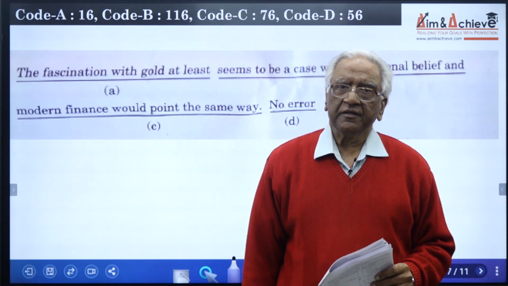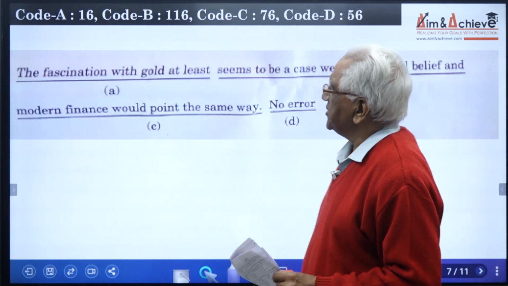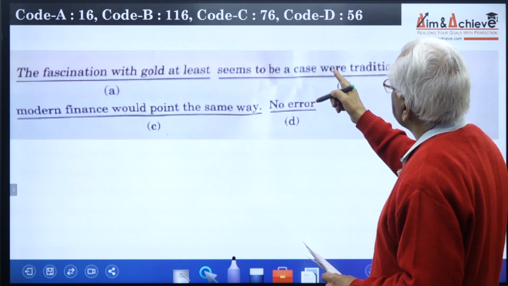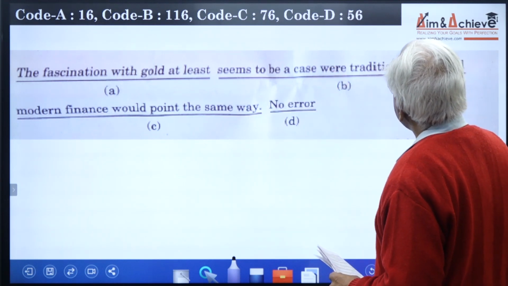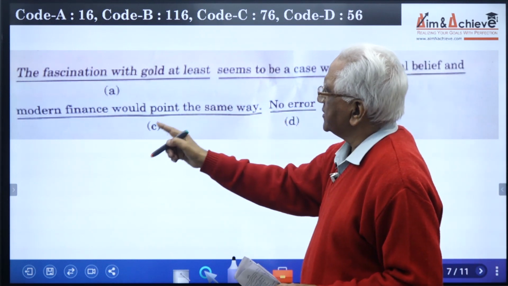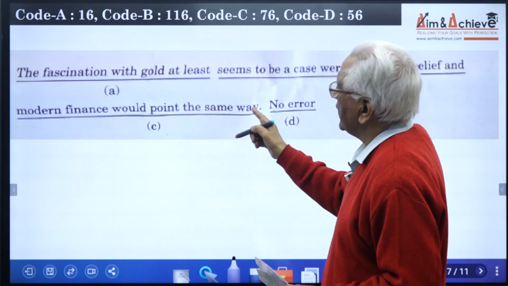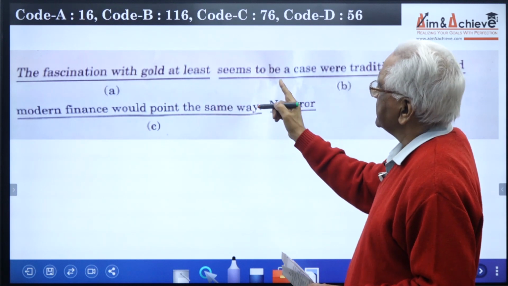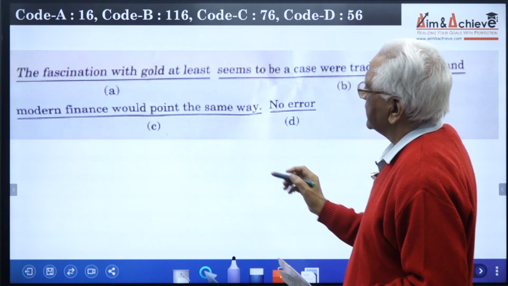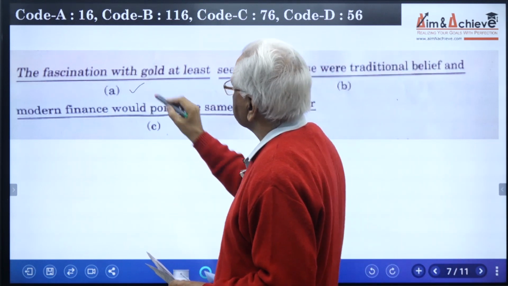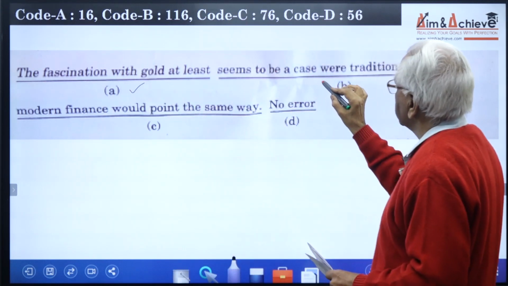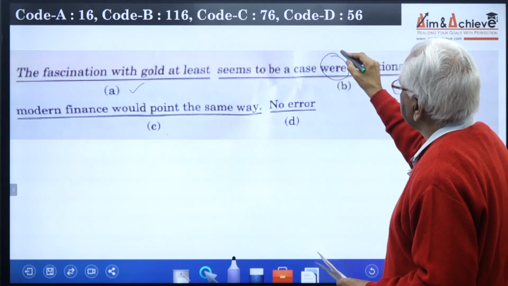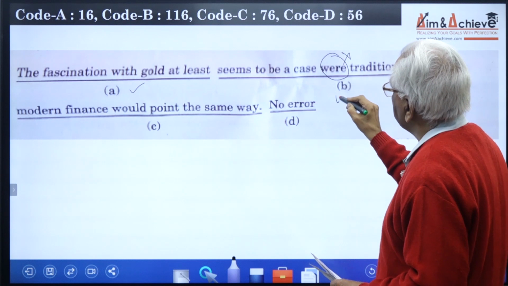I will now read out this question. The fascination with gold at least seems to be a case where traditional belief and modern finance would point to the same way. The fascination with gold at least seems, that means this is what it looks like. That means there is nothing wrong with A. Seems to be a case were traditional. What is this were? Were does not fit here. So it should be replaced by where.